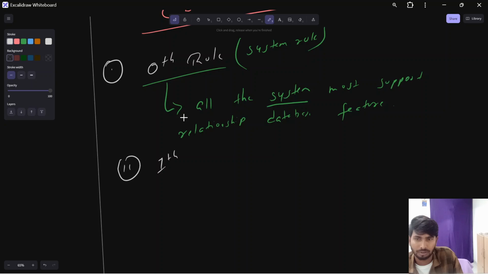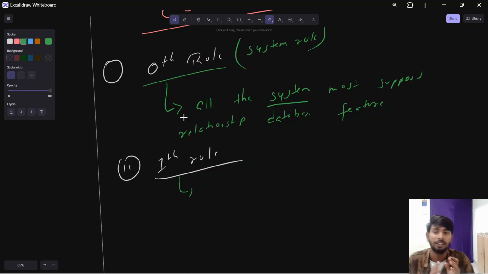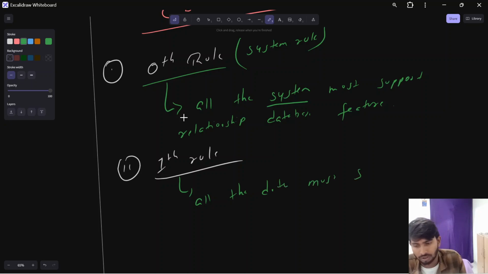That is the first rule. The first rule is, if it's a relational database, then all the database data is stored in table format. All the data must be stored in tabular format. Okay, we can say this is the first rule, data must be stored in the tabular format.